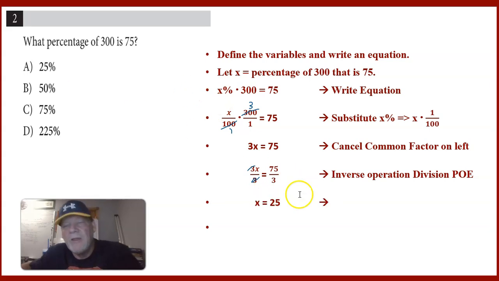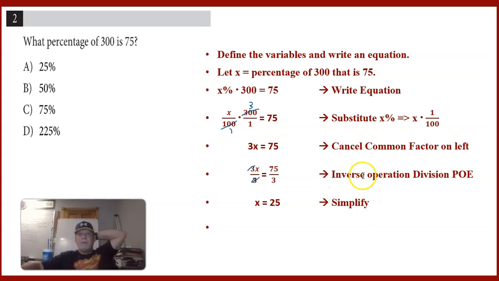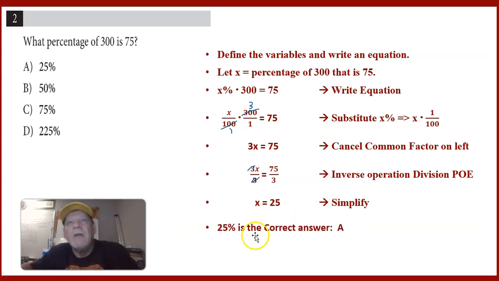Whenever I simplify it, happens to be 75 divided by 3. Happens to be 25. So we need a percent. So 25% is the correct answer, which happens to be choice A.